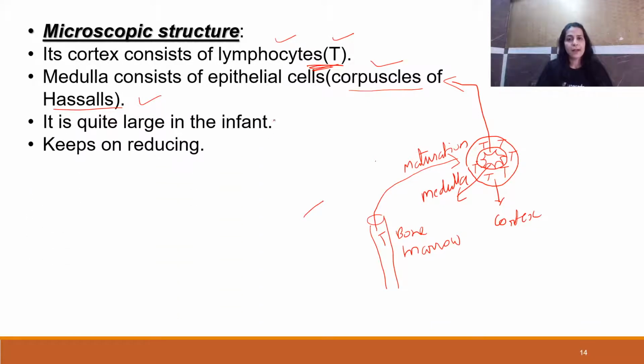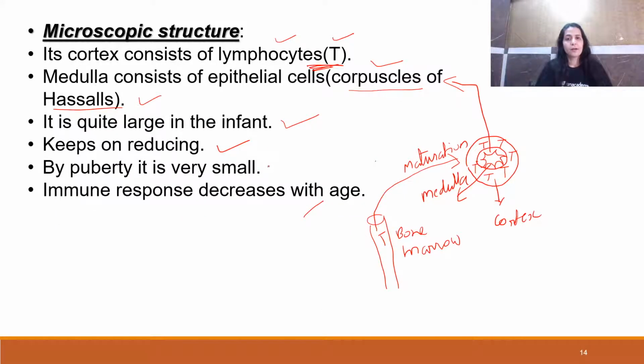Okay. Now, this gland, particularly thymus, is very large in case of infants. And right after the birth, it keeps on reducing. So its size keeps on reducing right after the birth. All right. And by the time a person reaches puberty, it becomes very small, right? So, since it is responsible for the maturation of T lymphocytes, we can say that immune response decreases with age. Why? Because as an infant, this gland was very big. Right after the birth, it keeps on reducing, and by the time of puberty, it has already become very small. All right. So we can say that as the person ages, his or her immune response decreases. Yes or no? Okay, okay.